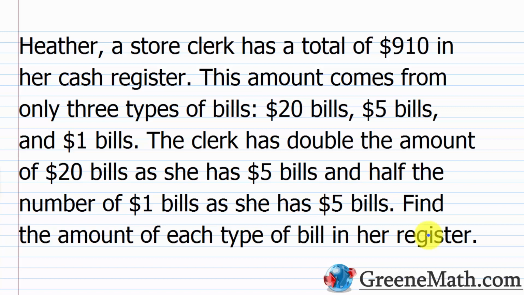This is a very straightforward problem. We just need to find the amount of each type of bill in her register. So how many $5 bills, how many $1 bills, and how many $20 bills. And again, this is based on the fact that there's a total value of $910 in the register. Let's let a variable be equal to one of our unknowns. Since the $5 bill is involved in both comparisons, let's let x be equal to that.